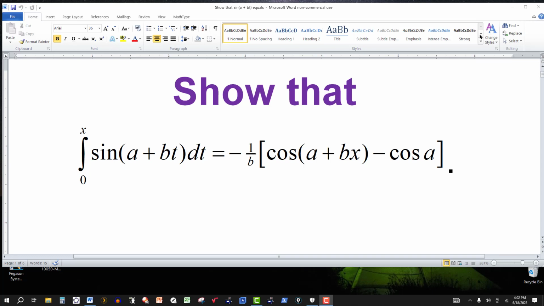In this video, we want to show that the integral on the left is equal to the result given on the right. If you want to give this a try, go ahead and pause the video, and I'll be right back.